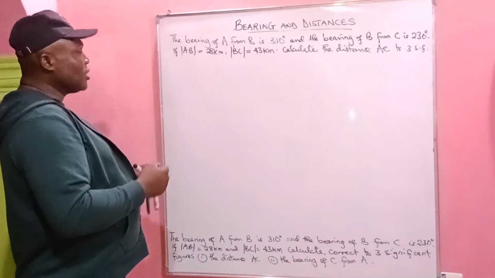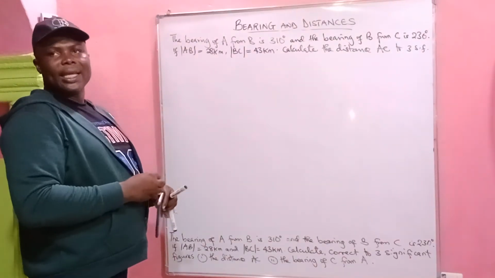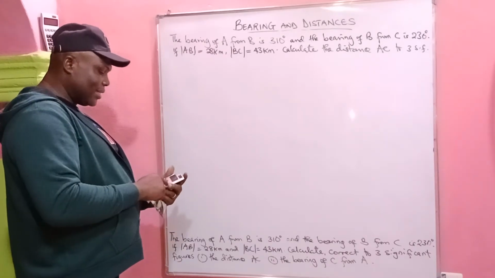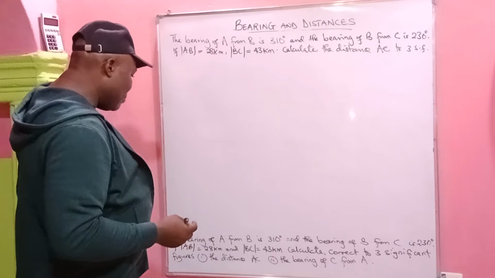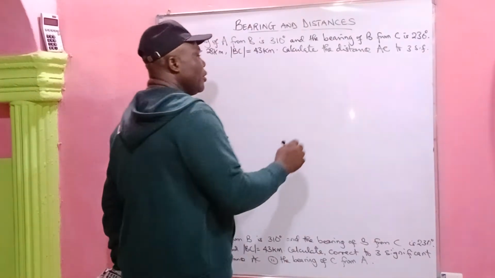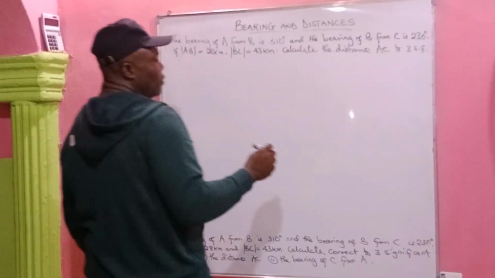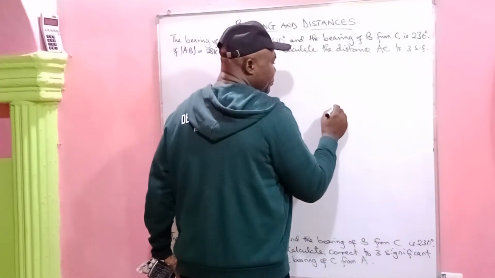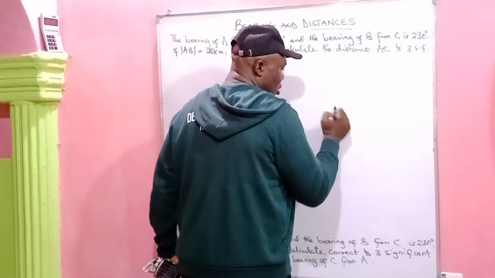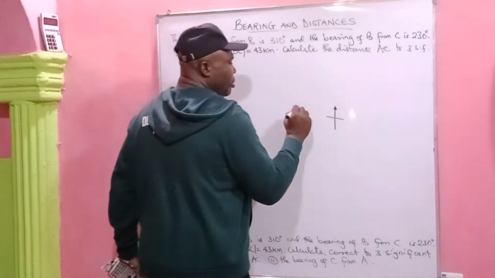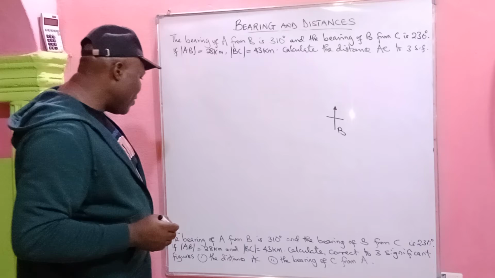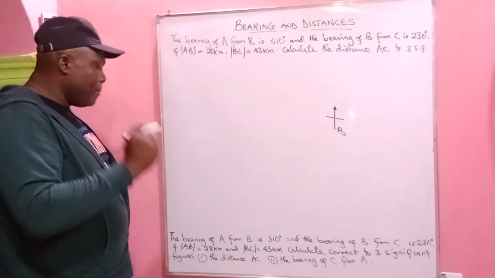Alright, so let's see how we can solve this. The first thing we need to do again is to design the problem, to bring this out on a map. Now the bearing of A from B is 310. The bearing of A from which point? From point B. Let's say this is point B, here. So the bearing of A from B is 310.